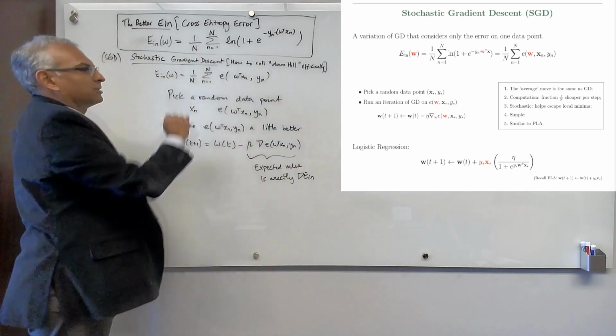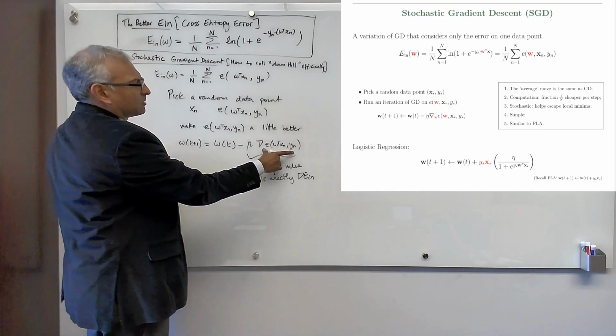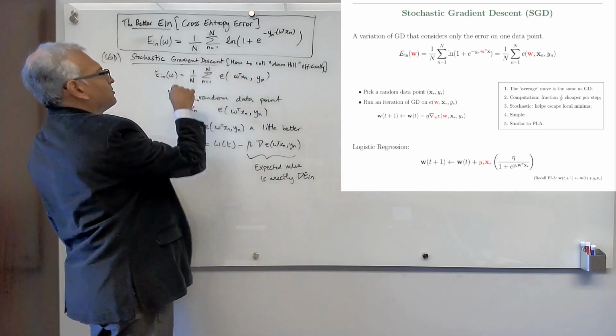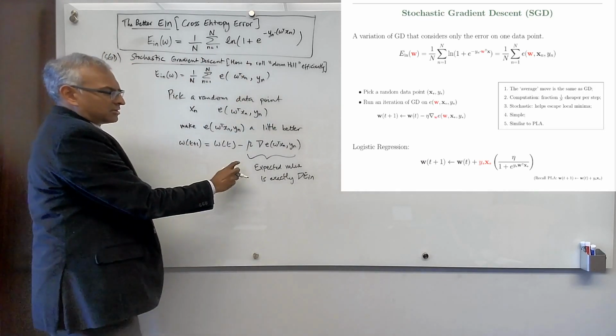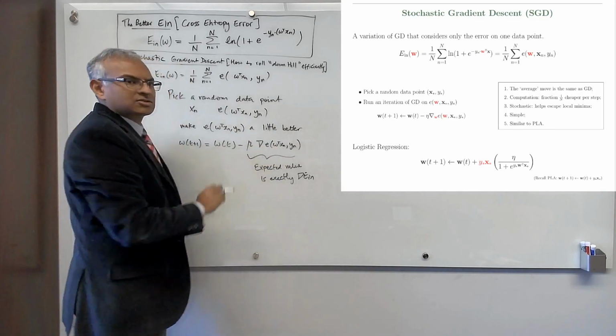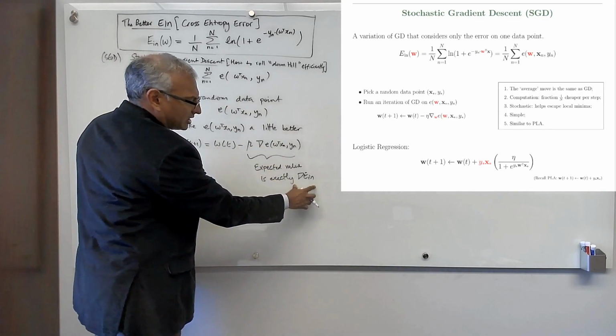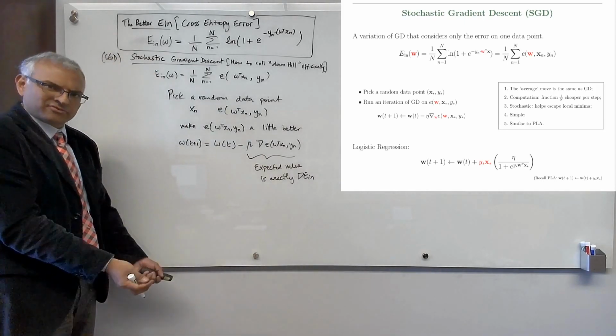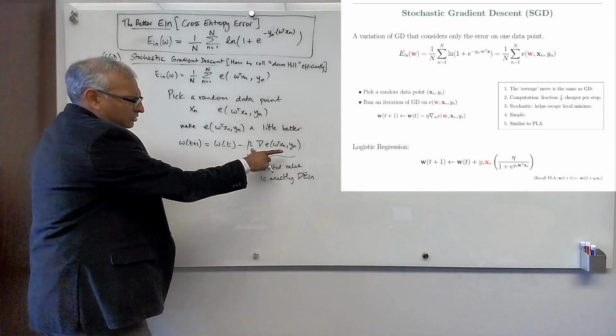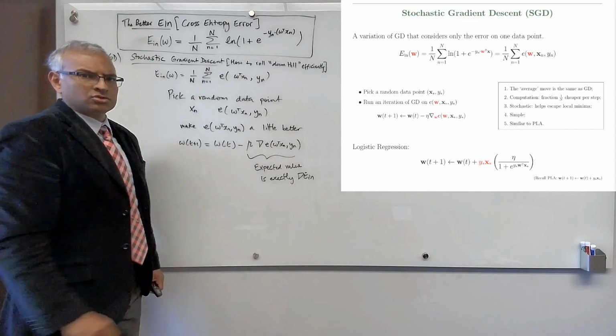Because you picked a data point randomly, the expected value is each of the possible values weighted by the probability, which is 1 over n. So you get the sum of 1 over n of these gradients, which is exactly the gradient of E in. So on average, the gradient that you're using is the gradient that you want to use.